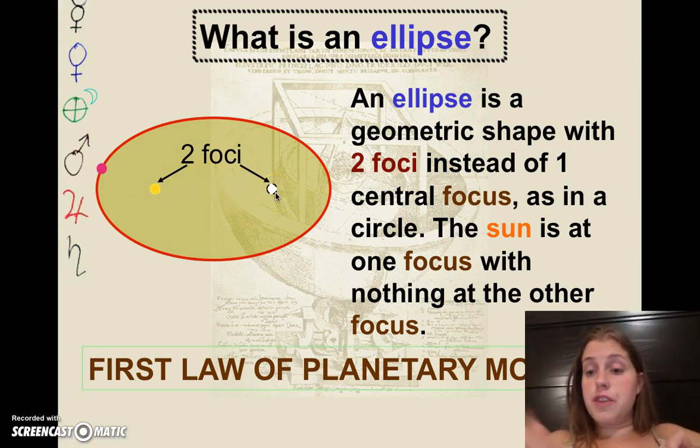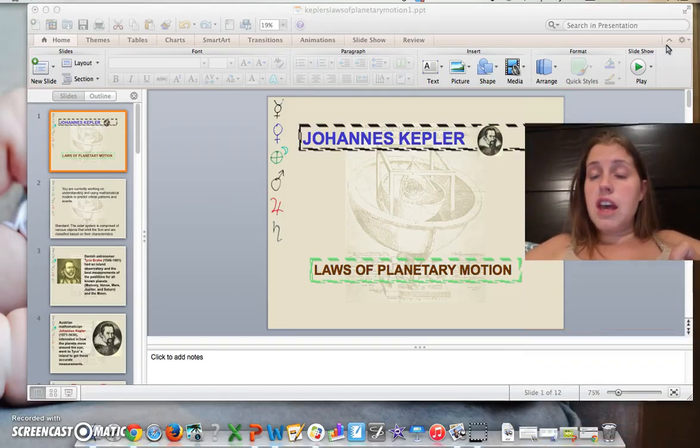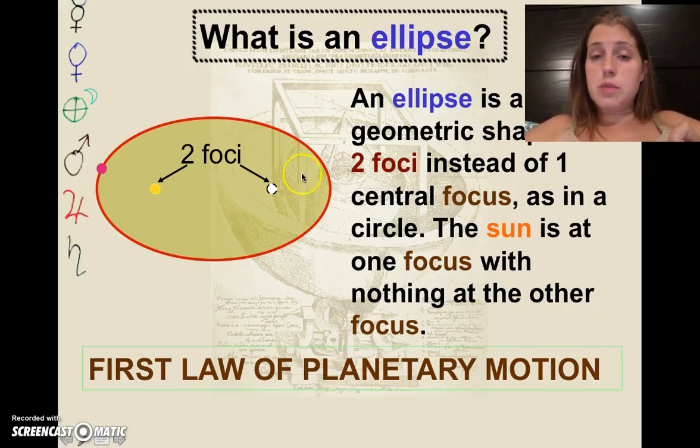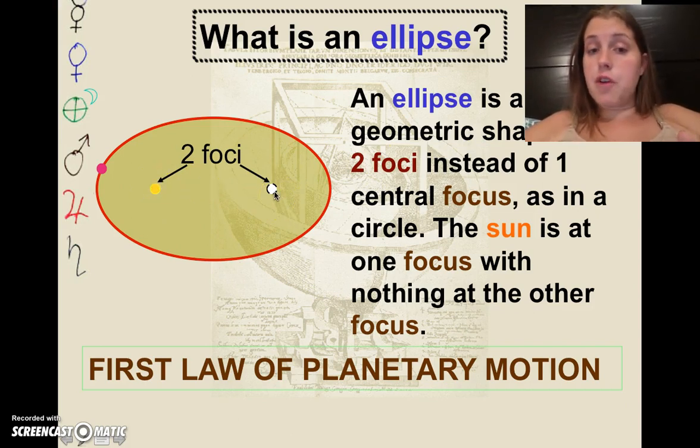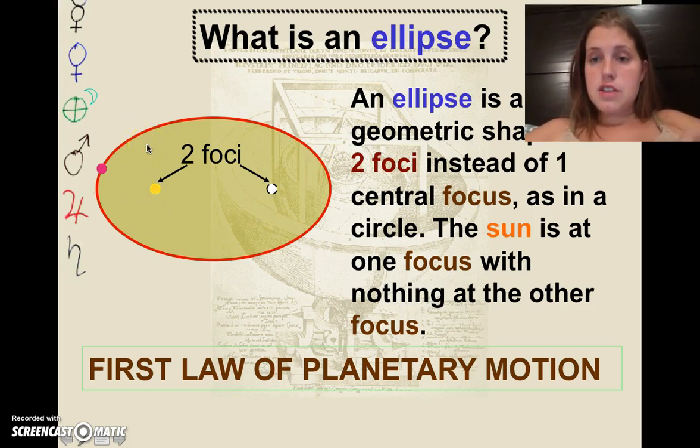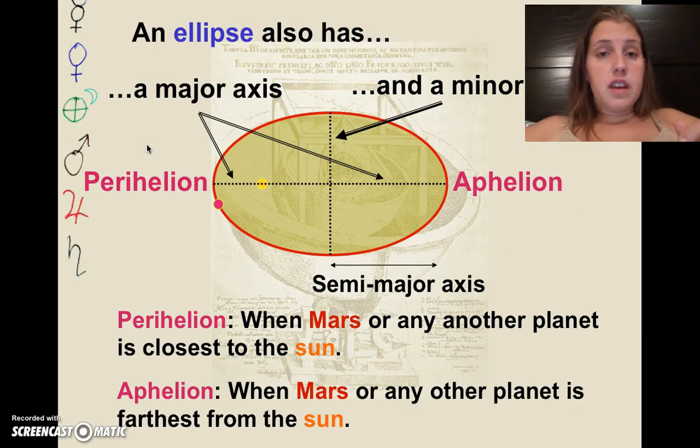And this is his first law of planetary motion: planets move around the sun in the form of an ellipse, with a focus that doesn't exist at the other end. So planets don't move around the sun in a perfect circle. The structure of an ellipse is like an oval, you'll see that.